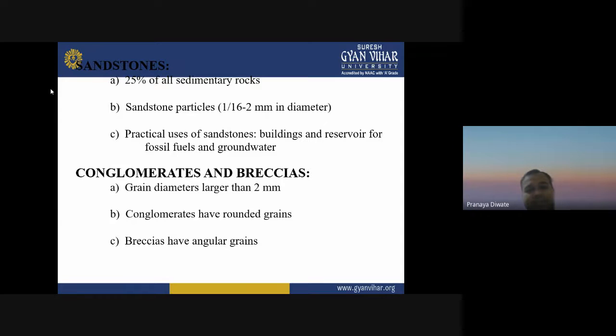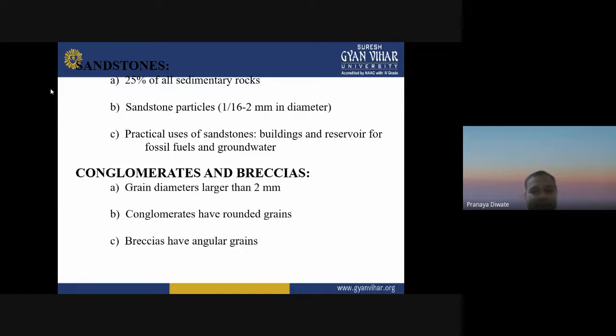Then sandstone particles. Particles from 1/16 to 2 mm in diameter are all sandstone particles. The practical uses of sandstone are for building, and as a reservoir for fossil fuel and groundwater.